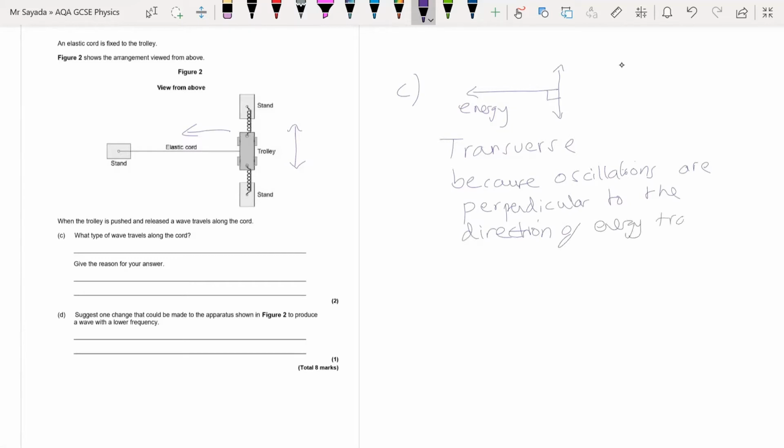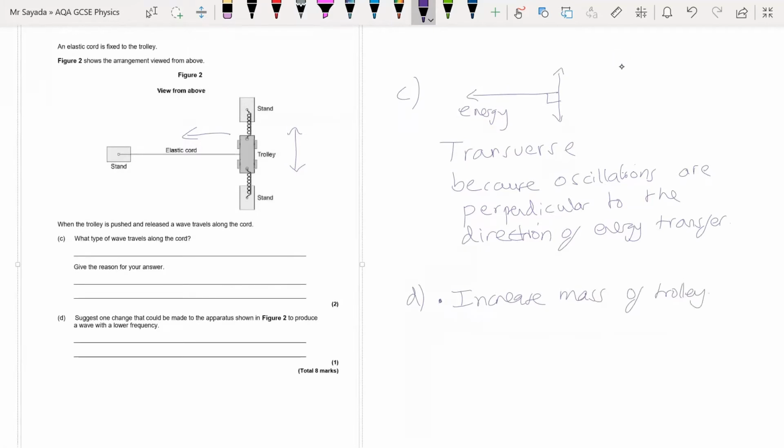If we want to have a lower frequency, that means we need to slow down these oscillations. We need fewer oscillations per second. There's two things we could do. We could increase the mass of the trolley, because if we increase the mass of the trolley, it's going to have more inertia. It's going to be harder to accelerate. It's not going to go as fast. We could also decrease the spring constant. That's decreasing the stiffness of the spring.